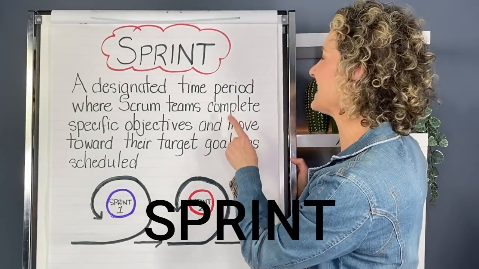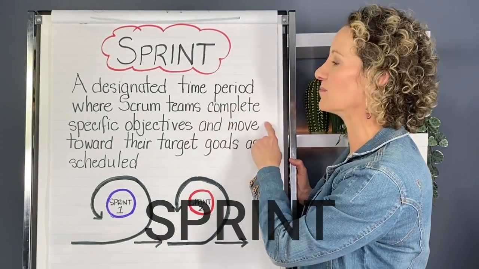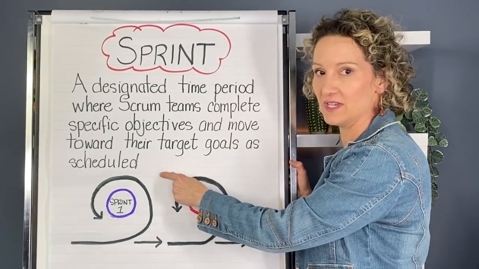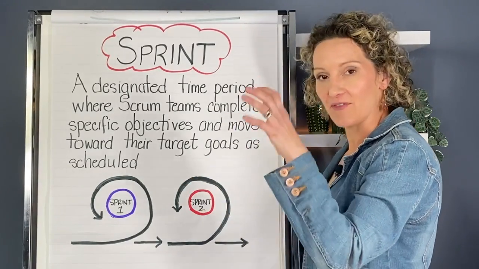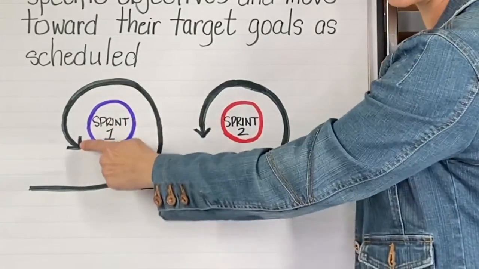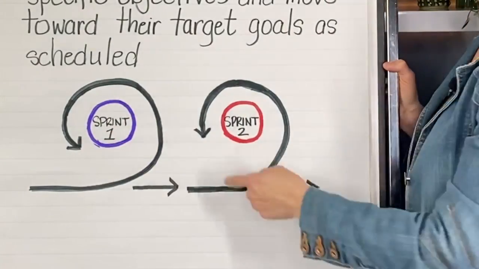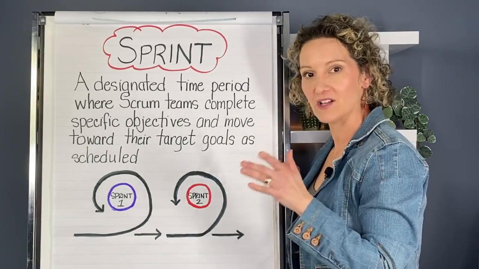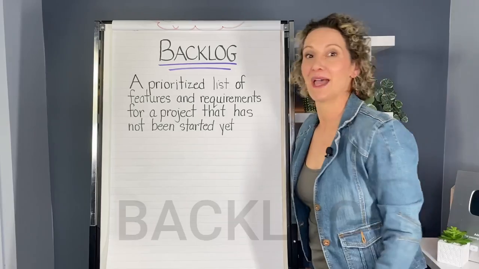Sprint. It's a designated time period where Scrum teams complete specific objectives and move towards their target goals as scheduled. So what they do is they have the requirements, they fit it into a sprint. When they're done, they get new requirements, fit it into a second sprint, so on and so forth until the full backlog is complete.